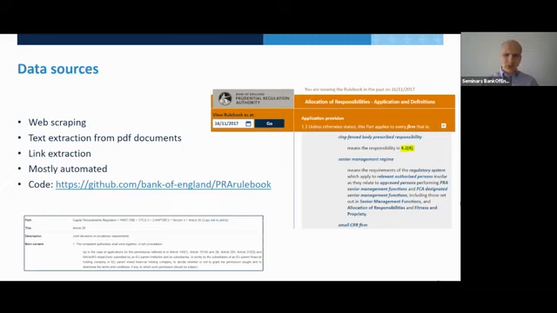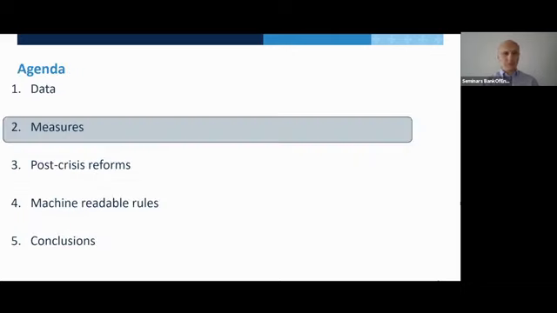Most of this analysis was automated, but we also got some help from research assistants who checked that our extraction was correct. And the code for acquiring this data is publicly available on the Bank of England's GitHub code repository, so you can use this data as well and use it for your own purposes.